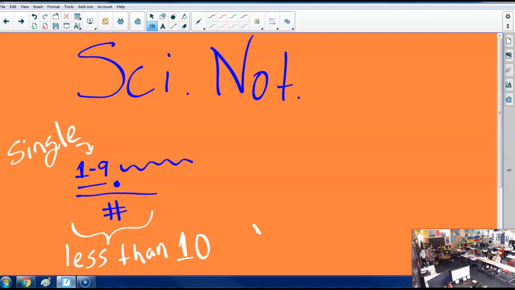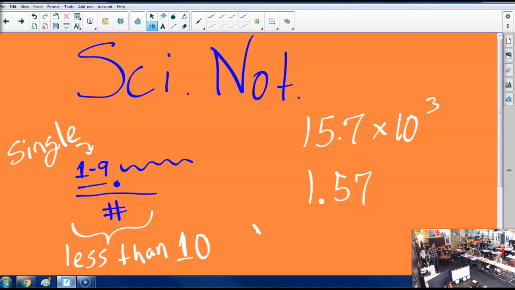So your book is going to throw some problems at you, like 15.7 times 10 to the third. And you're like, oh yeah, times 10 to the third, that's scientific notation. No! This is wrong. What would be correct is 1.57 times 10 to the fourth, because now we have to think about how we would get back. And I shouldn't be using the X, I should really be using the dot, I'm sorry.